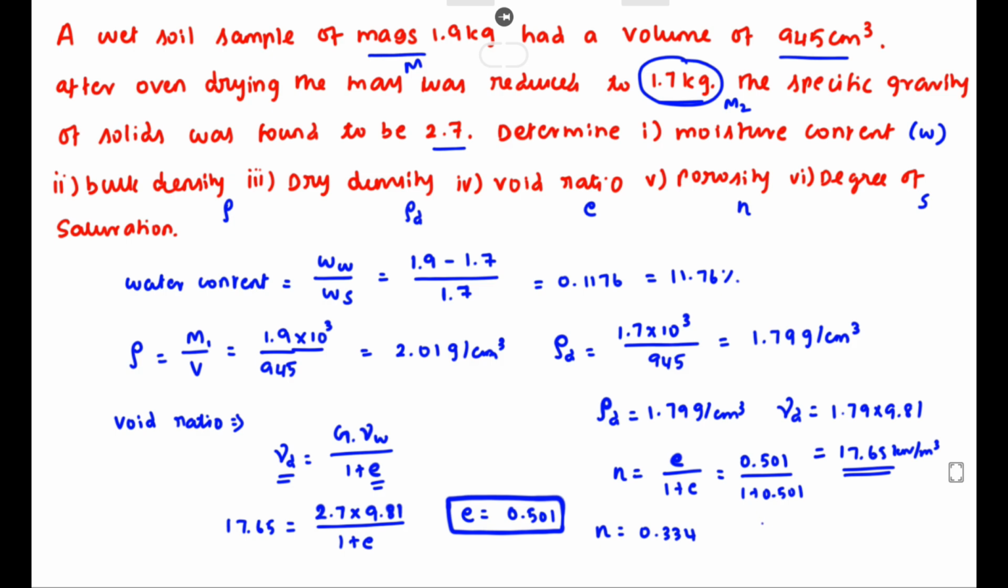Okay, so next thing is we can find out the degree of saturation. The degree of saturation formula is e into S equal to w into G. So now we know the e value is 0.501, and S is what we have to find out, equal to w, the water content we found, 11.76%, that is 0.1176, into G, which is given, 2.7. So here the only unknown is S. Solving this we got the value of S equal to 0.634, that is 63.4%. Okay, so this is the method we can solve the problem.